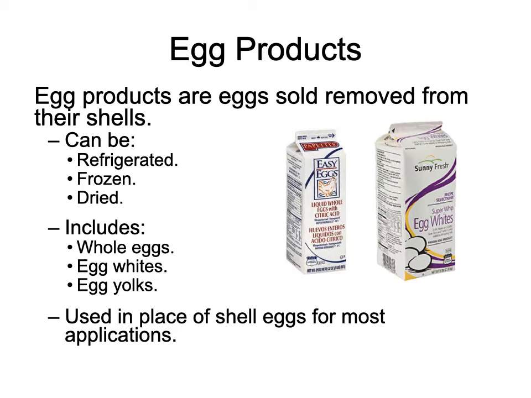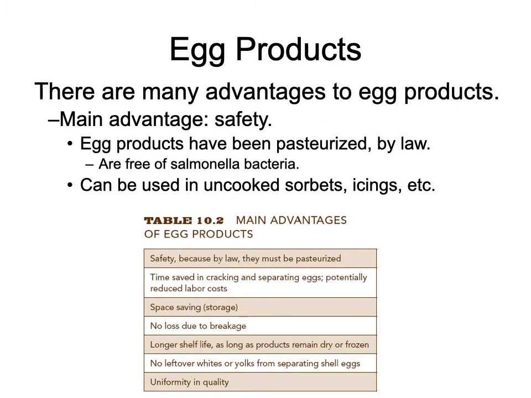Also, with egg products, the chalaza has been filtered out, so you don't have to worry about that. Now you can buy them refrigerated, frozen, or dried. You can buy whole eggs, or egg whites alone or egg yolks alone. And they're used pound for pound, ounce for ounce, the same as you would shell eggs in any recipe. So the big advantage is safety, of course. They've been pasteurized by law, so they are guaranteed to be free of salmonella bacteria, and they can be used in uncooked sorbets, icings, and so forth without the danger of getting anyone sick.